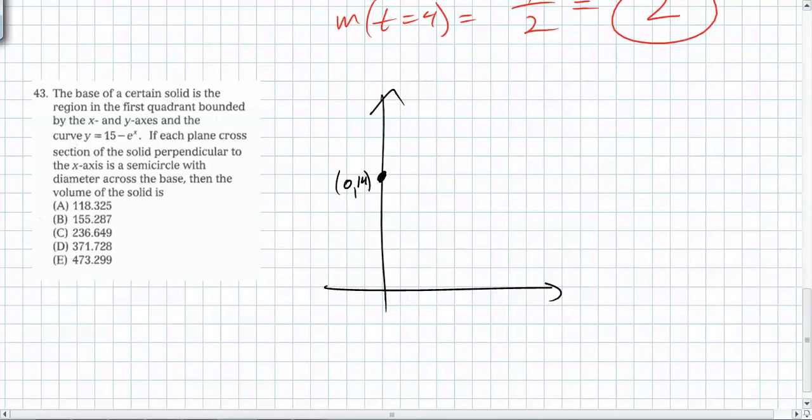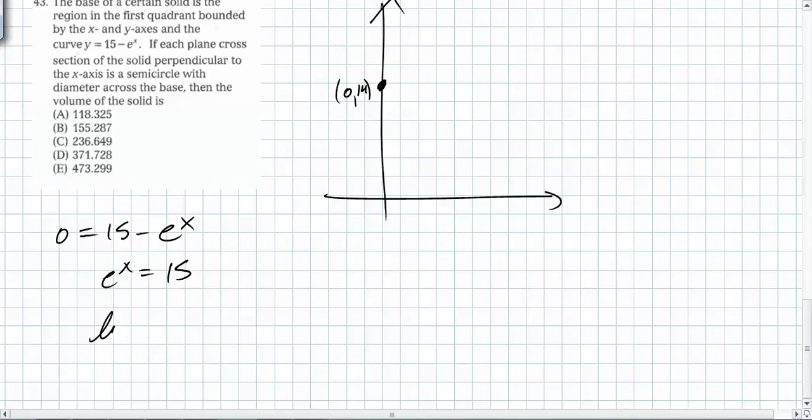And as this goes on, as x gets huge, what happens to it? It goes really far down. What's e to the billion? Huge, right? When does this cross the x-axis? This is more than we need, but when does e to the x equal 15? That's ln of 15 equals x. Ln of 15 is going to be like 2 and something, right? But the point is, it's a curve going down, right? Do you agree with that?